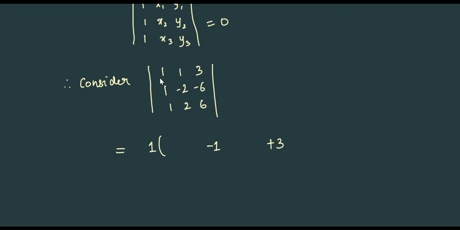So now what you should do to evaluate, because I am considering this element, I omit this row and this column which contains the element. I omit the row and the column which contains this element. Then what am I left with? I am left with this, because I have eliminated this row and I have eliminated this column. So I am left with minus 2, minus 6, 2, 6. Now what do I do? I do a cross multiplication.